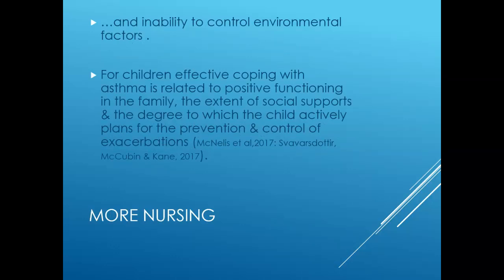So for children, effective coping with asthma is related to positive functioning in the family. So a lot of the times these children have issues in regards to friends and socialization related to their asthma, especially if it's severe. So they need a lot of social support and education on how to prevent and control asthma.